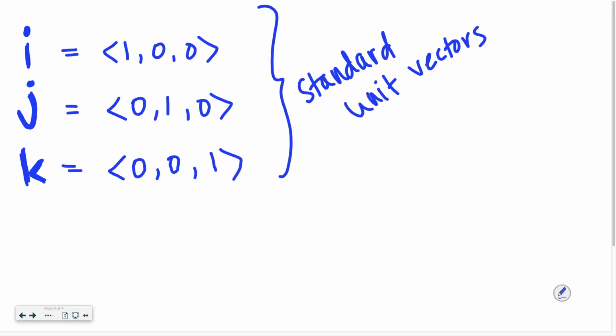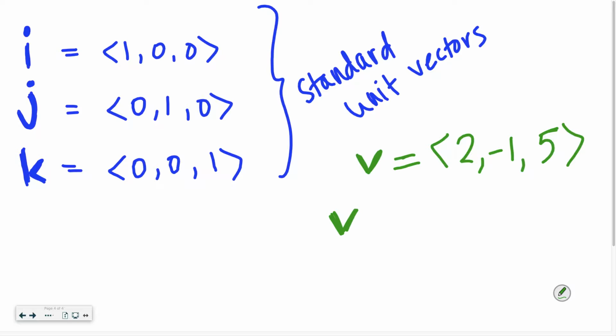So we could have a vector with components 2, -1, 5, which we could then write as 2i minus 1j plus 5k. Okay, I want you to be aware of the different forms.